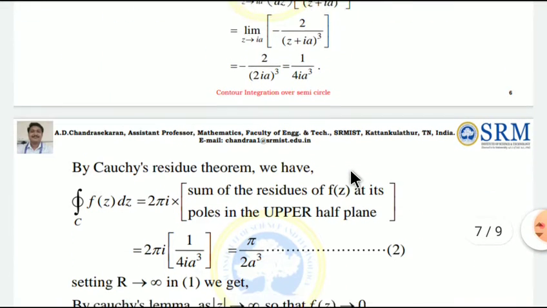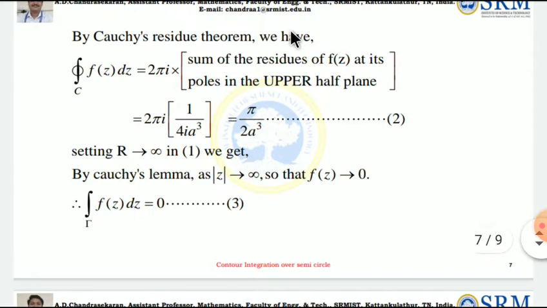Now by Cauchy's residue theorem, we get integral over c, that is my I, f of z dz equal to 2 pi i into the sum of the residues of f of z at each pole in the upper half plane. So here there is only one pole and the corresponding residue value is 1 by 4i into a power 3. i gets cancelled, 2 gets cancelled. So pi by 2a cubed is the left hand side value.